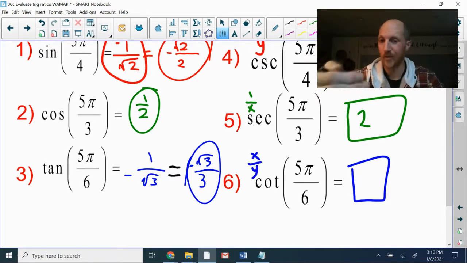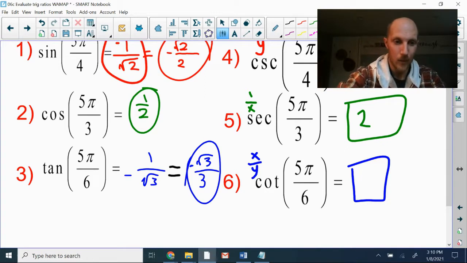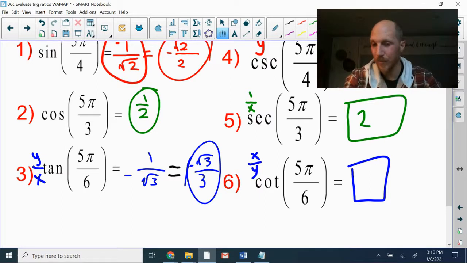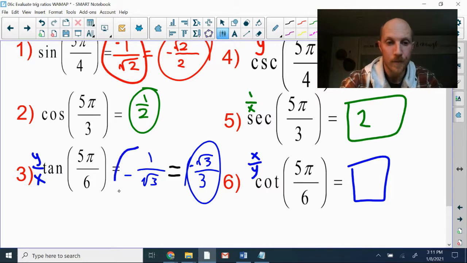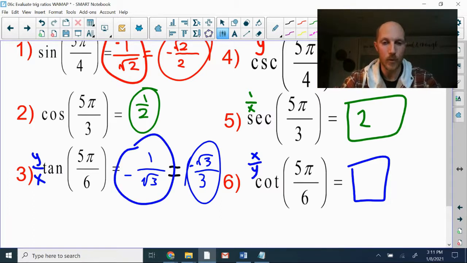You could also remember it as x divided by y. We already had y divided by x when we evaluated tangent of 5 pi over 6 earlier. Okay, our final answer for tangent of 5 pi over 6 was negative radical 3 over 3 because we had rationalized. But if we take a step backwards to know where we came from before rationalizing that answer, at negative 1 over the square root of 3, if we take that unrationalized denominator and do the reciprocal, it'll save us some work right now.